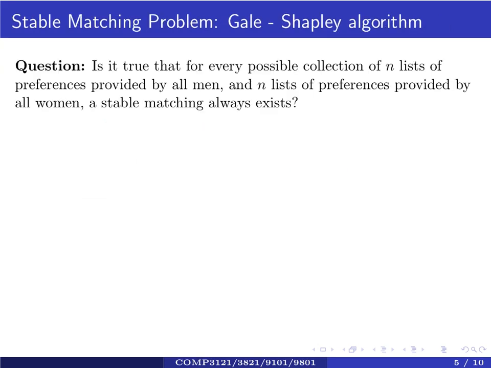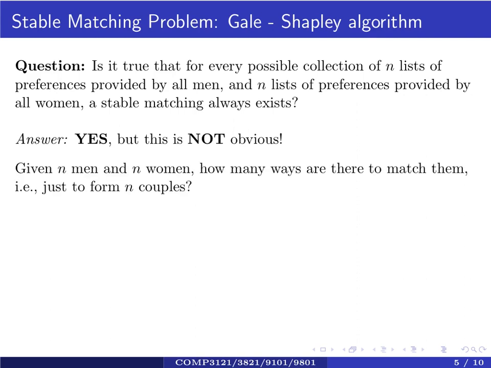So the question is: is it true that for every possible collection of n lists of preferences provided by all men and n lists of preferences provided by all women, a stable matching always exists? This is not trivial to common sense that something like that should always exist, regardless of the ordering of men and women on the corresponding lists, right? The answer is yes, the stable matching always exists, but this is not obvious.